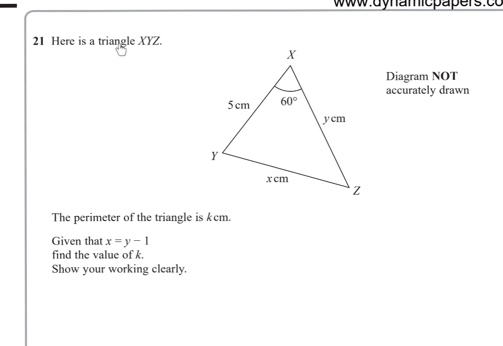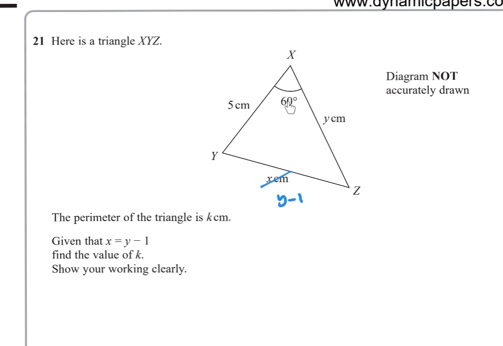21. Here is a triangle XYZ. The perimeter of the triangle is k centimeters. Given that x is y minus 1, find the value of k. To find the value of k, we need to find x and y. In this triangle, we have x equals y minus 1, so we can label this y minus 1. Now we have one unknown, y minus 1 and 5, and we have angle 60.